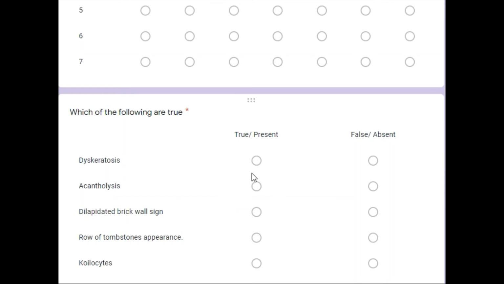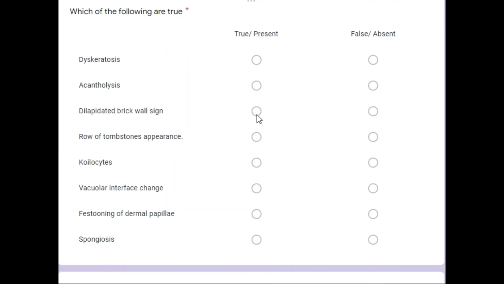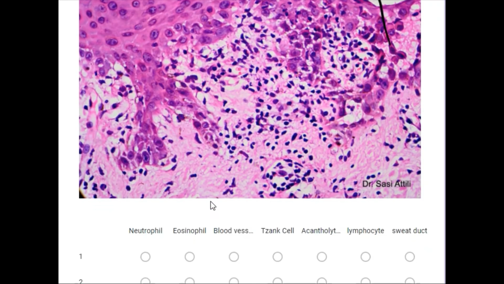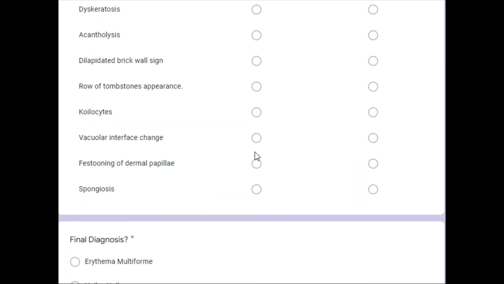Okay, so dyskeratosis is present, acantholysis is present, dilapidated brick wall sign is not present, that is a sign of Hailey-Hailey. Row of tombstones is present, koilocytes are absent. Vacuolar interface change is actually present. If you see here, this is vacuolar interface change, this is vacuolar interface change, but it doesn't mean anything in this context. It is not a vacuolar interface dermatitis per se, this is a blistering disease, but because the lymphocytes are attacking all the keratinocytes, there is some vacuolar interface change, but it does not mean anything. Festooning of dermal papillae is present. Spongiosis is present as well.